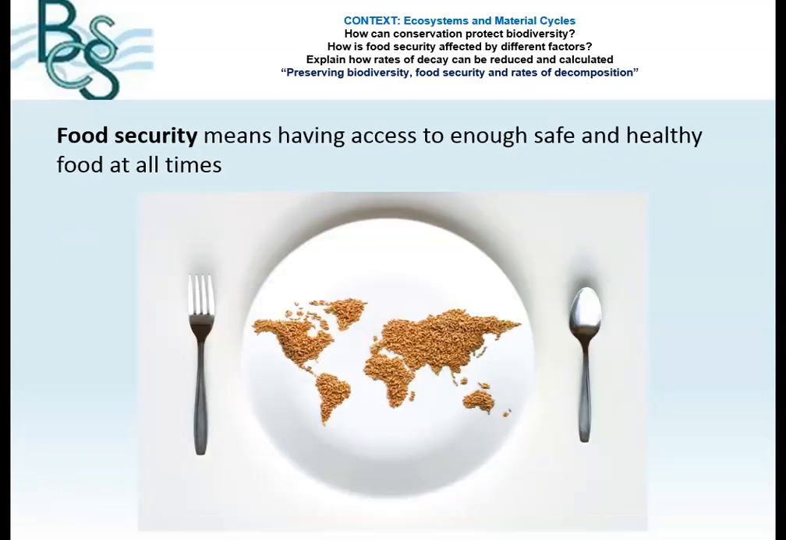So the next part you need to know about is food security. Food security means having access to enough safe and healthy food at all times. And of course, there are reasons why this isn't the case with populations around the world. So let's look at those reasons. There are 5 that you need to know about.